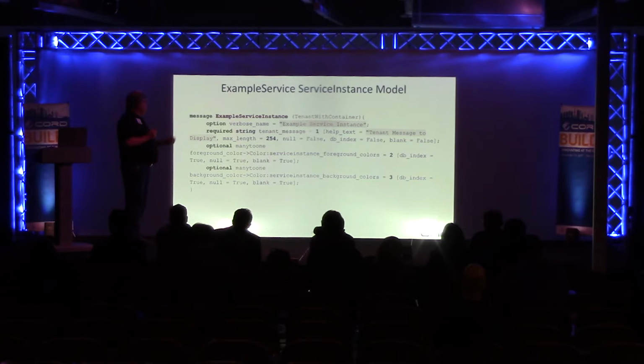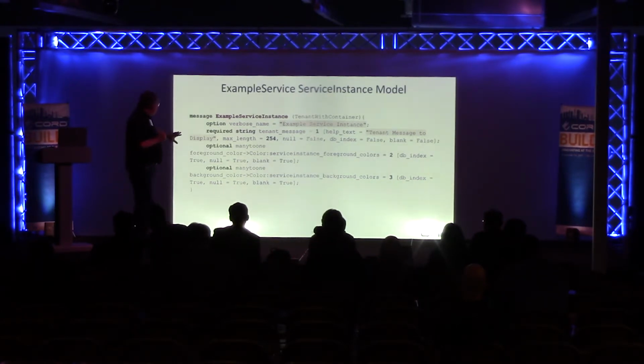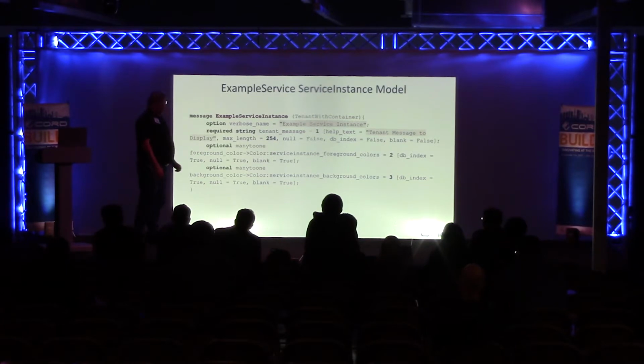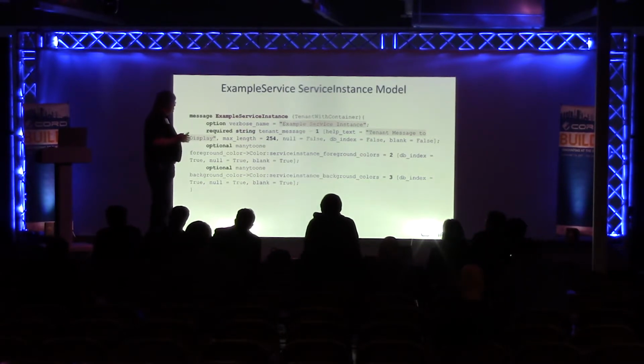Again, we have a verbose name for human readability. We have a string, which is going to hold our tenant message. But now we have two new fields down here that we haven't seen before. These are foreign keys. They're many-to-one relations. They're optional, meaning you can set them to none. You can leave them out.